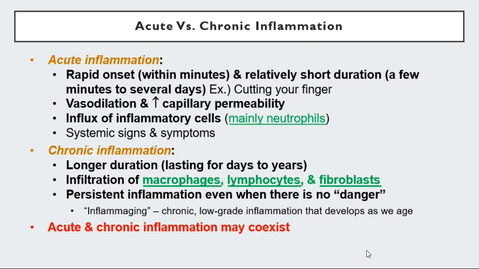All right. So there are differences between acute inflammation and chronic inflammation. Acute inflammation is rapid onset. You have increased exposure, increased vascular permeability, and an influx of inflammatory cells. It's relatively short, though. That's the big thing. Chronic inflammation is a longer duration. This lasts for days to years, and you have constant exposure to pro-inflammatory mediators, and it causes all kinds of damage to the cells.